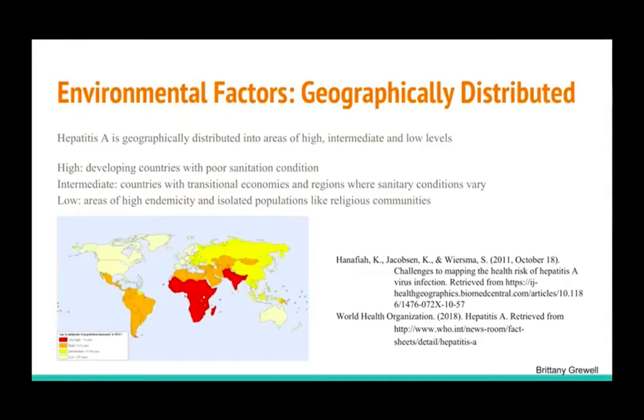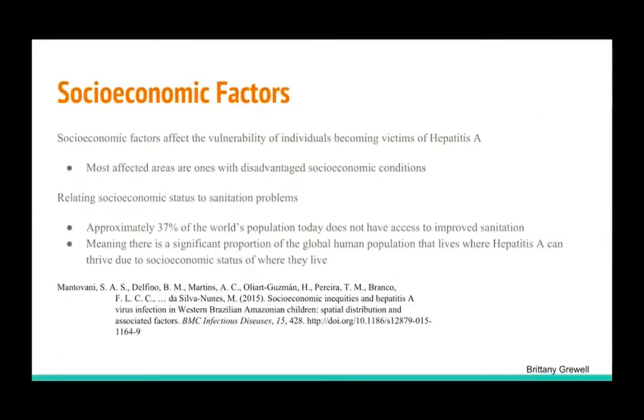Hepatitis A is geographically distributed into areas of high, intermediate, and low levels. An example of high would be developing countries with poor sanitation conditions. Intermediate would be countries with transitional economies and regions where sanitary conditions vary. Low would be areas of low endemicity and isolated populations like religious communities. The picture displayed explains which level each country is at. As you can see, America is low, so when American travelers go abroad, they are very much at risk.